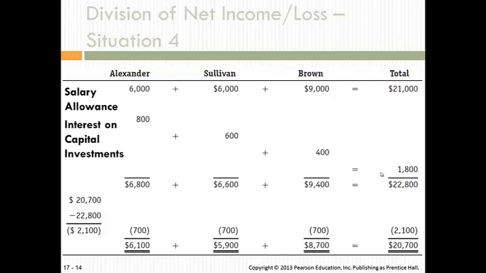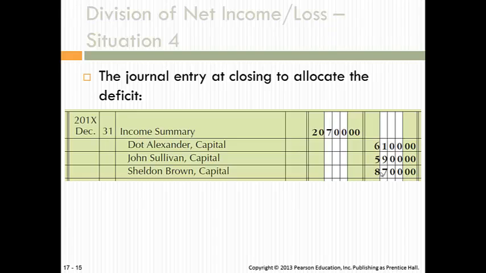Again, we total them up at the bottom. Alexander is allocated $6,100, Sullivan is allocated $5,900, and Brown is allocated $8,700. Notice these total $20,700, which is equal to our net income, and a double check that we've allocated all the net income accurately. Now we're ready to journalize the closing entry. We debit income summary for the amount of net income and credit each capital account for the amounts we calculated.